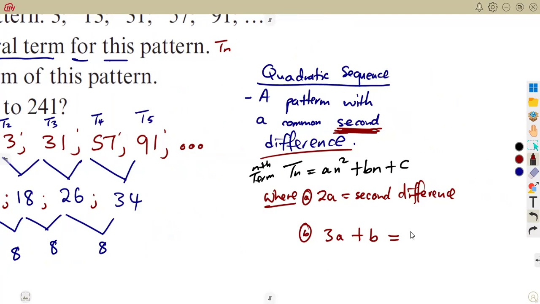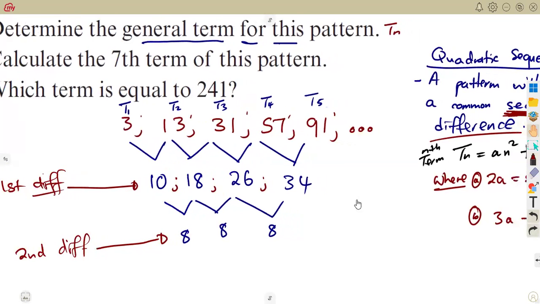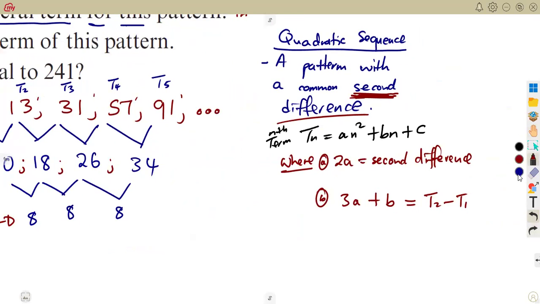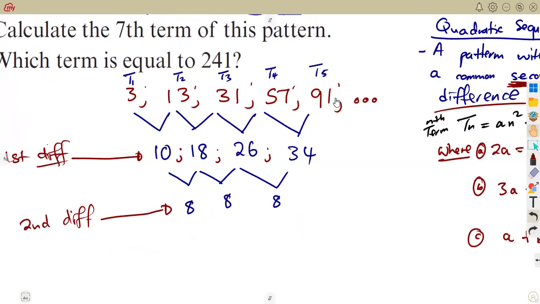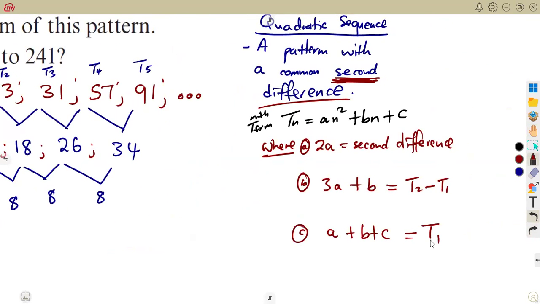This 3a plus b is equivalent to t2 minus t1. So that is the first difference. T2 minus T1 represents this: the first term of the first difference. Then also you need to take note that a plus b plus c is equal to the first term of the original sequence that you're given, which is T1.